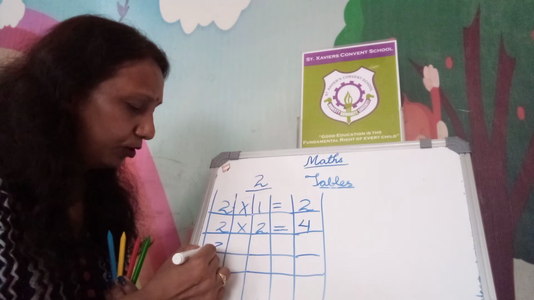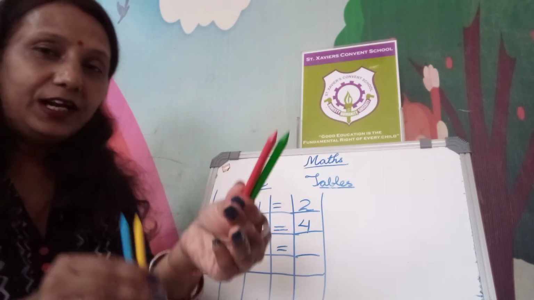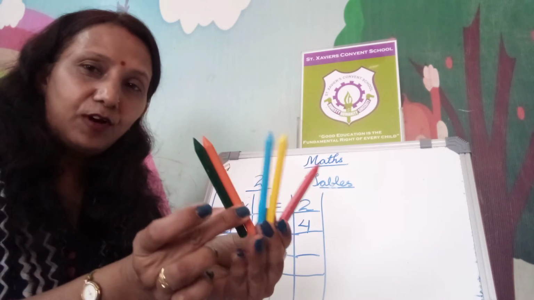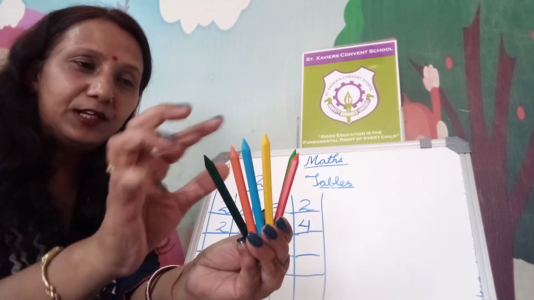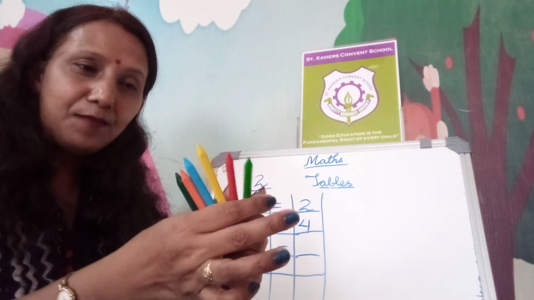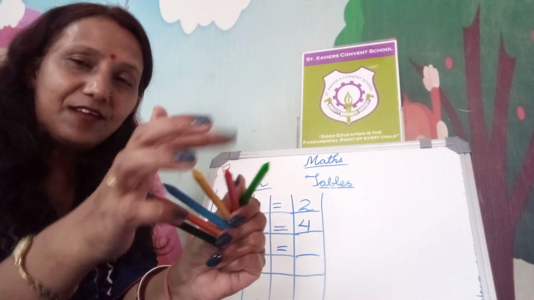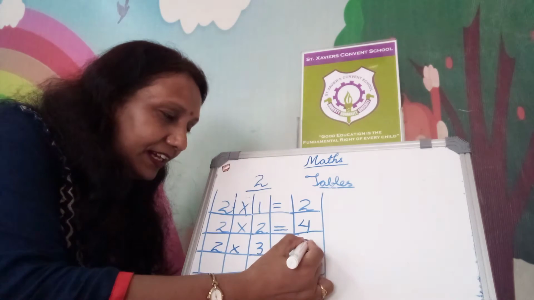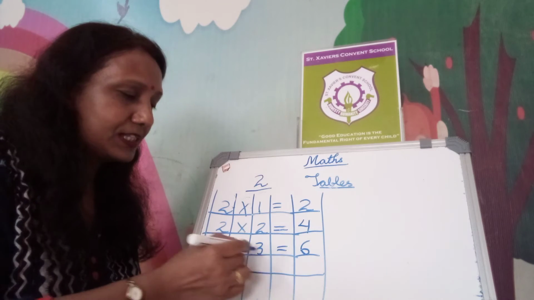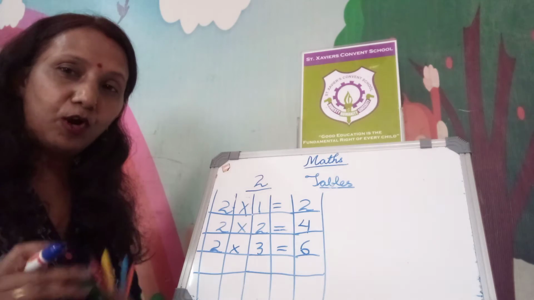Now 2 threes are... 1 times 2, 2 times 2 and 3 times 2. Then what will be the answer? Added: 1, 2, 3, 4, 5, 6. When we have taken 2 three times and added, the answer will be 6. So you will write here in this block 6. 2 taken 3 times, 2 threes are 6. Okay. Properly, in neat writing, you will do it in your notebook.